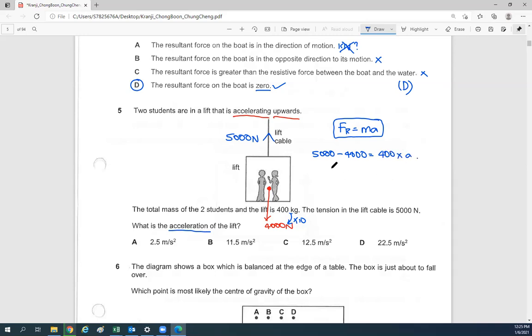So that's the last part. Therefore, area of the sector OPQ minus area of OPR. Then you get 8.95. The resultant force is 5,000 minus 4,000 divided by the mass 400, which is 2.5.